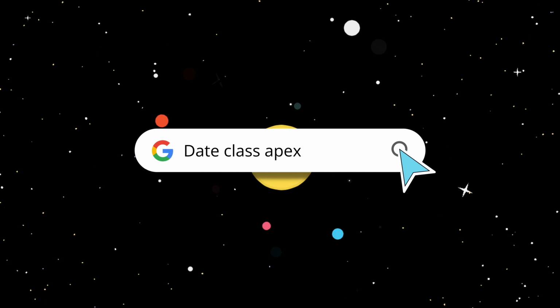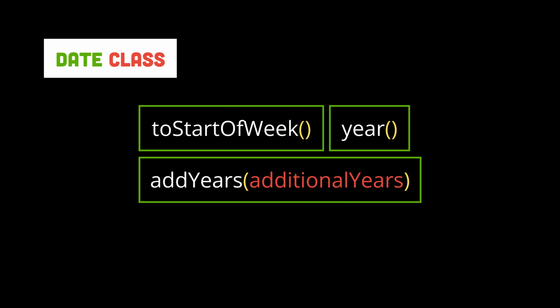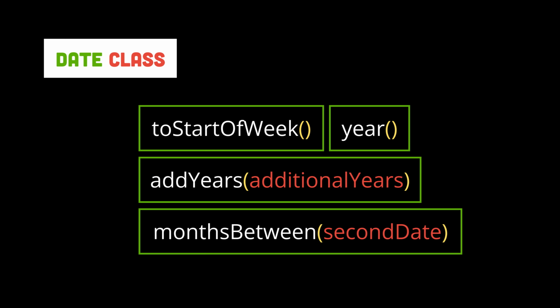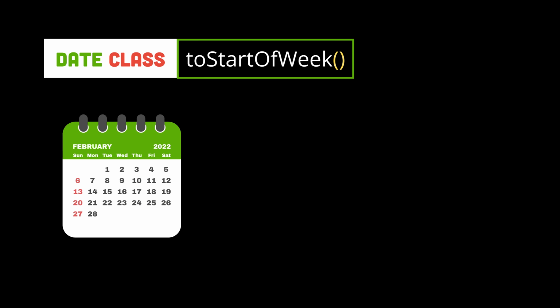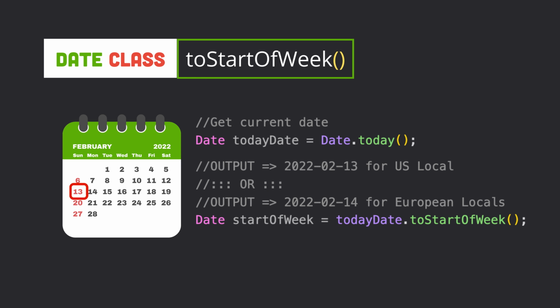Number 4, the date class. We'll look at methods such as toStartOfWeek, year, addYears, which accepts additionalYear as a parameter, and the monthsBetween method that accepts a second date. Let's assume today is the 18th of February 2022, and we get that in Apex using the today method of the date class. If we were to use the toStartOfWeek method on the current date, we get the date that represents the start date of the current week.